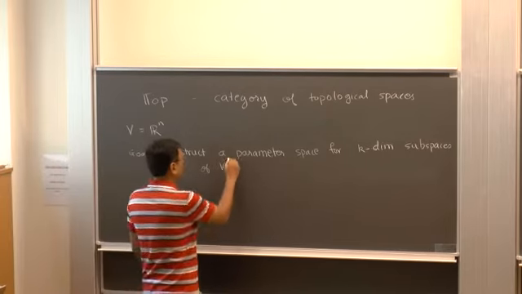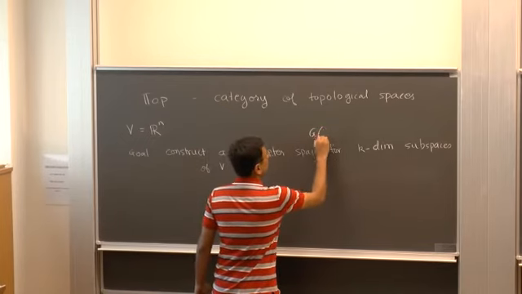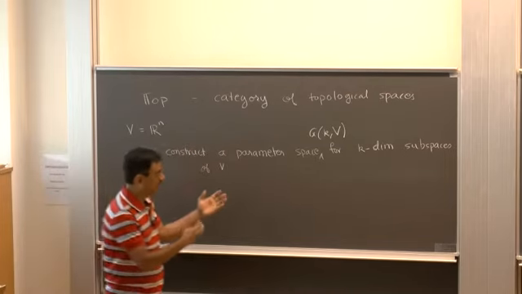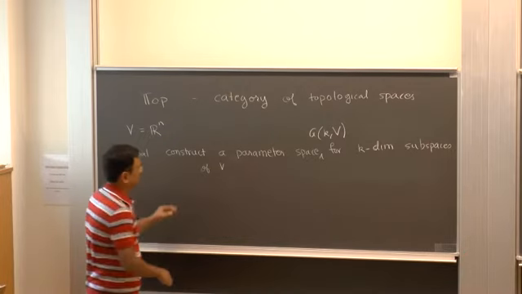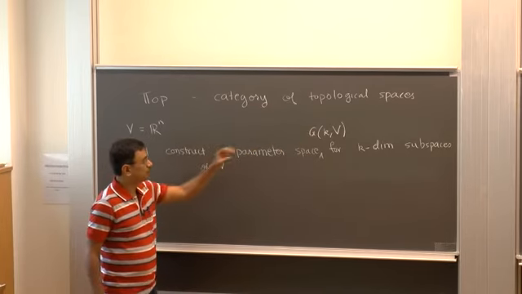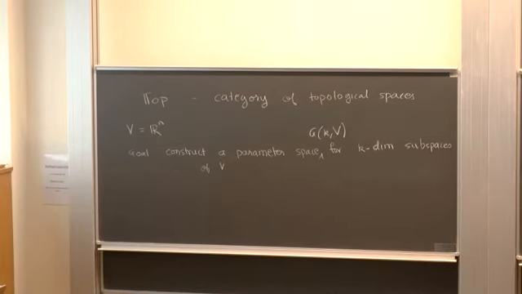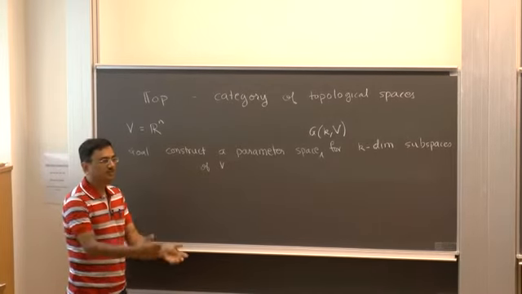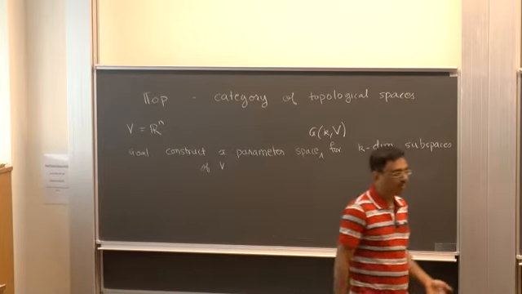Let me give a notation for this parameter space. Let me call this G_k(V). Most of you know this is the Grassmannian. By parameter space I mean a topological space whose points are naturally in bijection with subspaces of V. But this is a bit ill-defined, because what do you mean by naturally in bijection? I could choose any topological space. It just tells you what the underlying set is, not the topology.